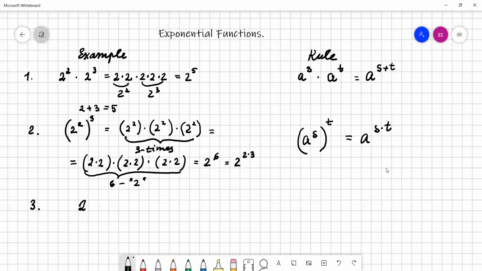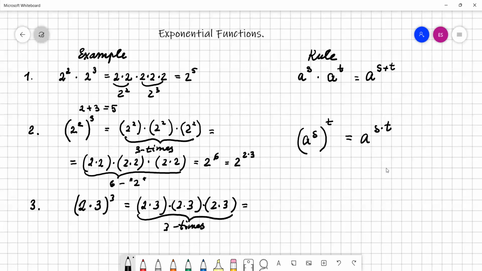Rule number 3 I want to review is what we do with a product. If you have 2 multiplied by 3 to the power of 3, for example, how do we open this? Well, we know that 2 multiplied by 3 is 2 by 3. And the power of 3 means that it's 2 by 3 multiplied 3 times, right? Now, how many 2's do we have? 1, 2, 3. 2 to the power of 3. How many 3's do we have? Also 3, right? So it looks like this 3 was distributed over each factor of the product.